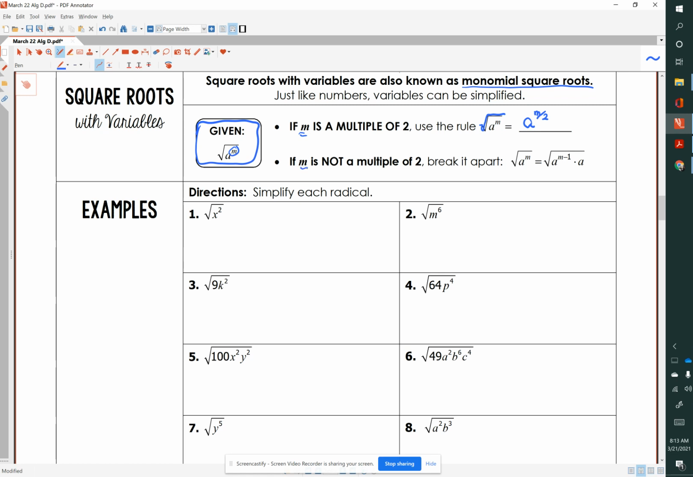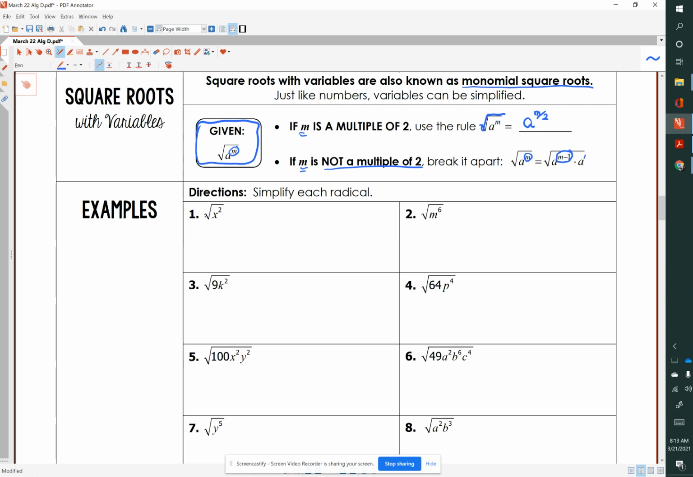But here's the trick. If m is not a multiple of 2, we're going to break it apart. So where m is not a multiple of 2, we're going to break it apart to the square root of a to the m minus 1, thus making it a multiple of 2, times a to the first power. So let's see how that works.